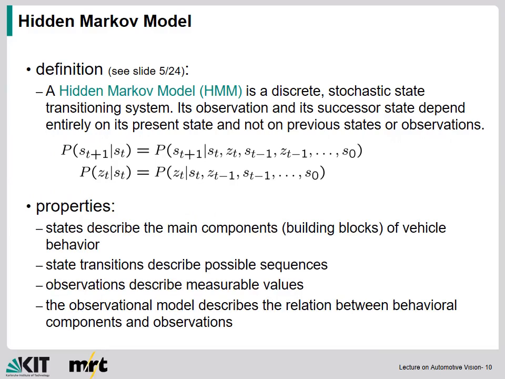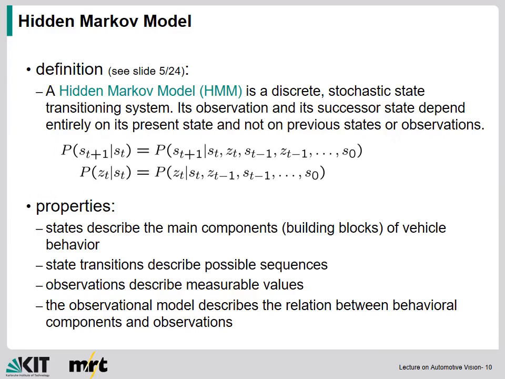If we want to use hidden Markov models for behavior recognition, we model the behavior of a vehicle as a sequence of states. So each state refers to a certain activity of the vehicle. And the sequence that typically occurs is modeled by the state transition probabilities. That means those sequences of activities or of behavioral blocks that typically occur in a row have large transition probabilities, while those combinations or sequences that are very unlikely in practice have very small transition probabilities.